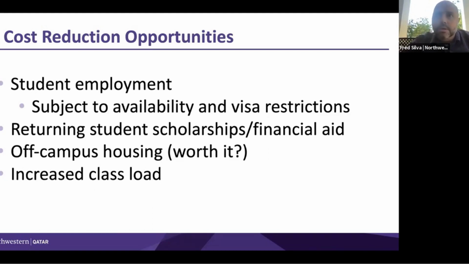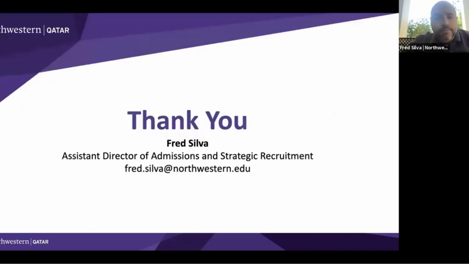Don't count on it, okay? You never know if you're going to be okay with it, and you usually have to ask permission from the university to do this. But those are potential other ways where you could lighten your load a little bit.